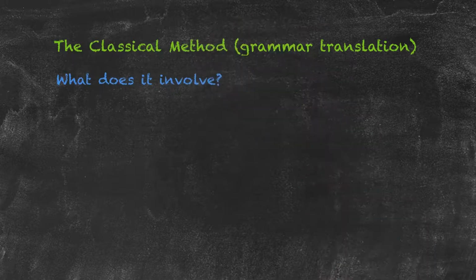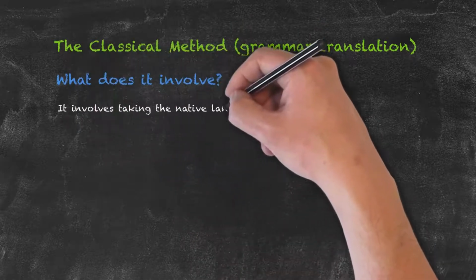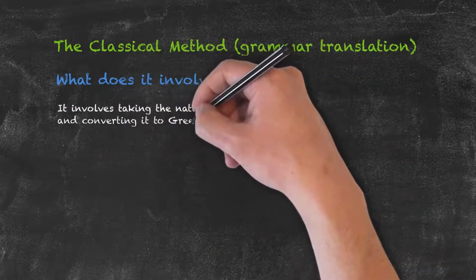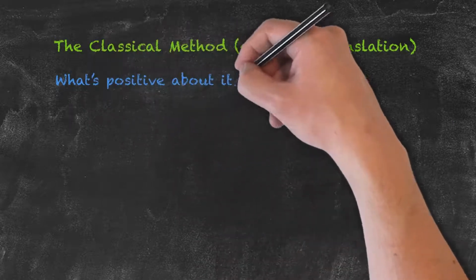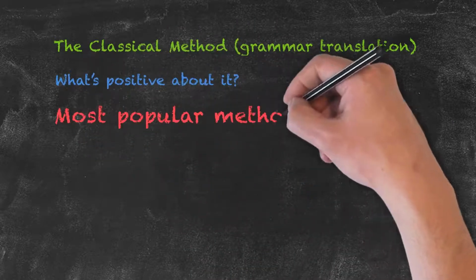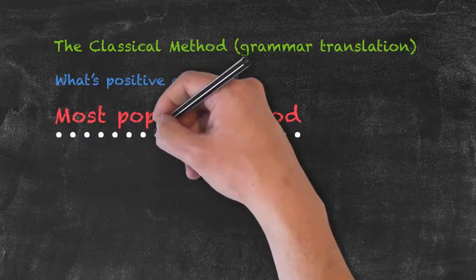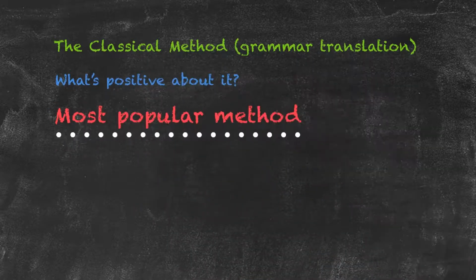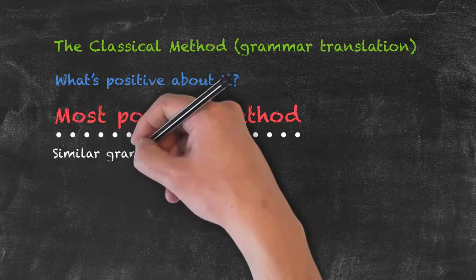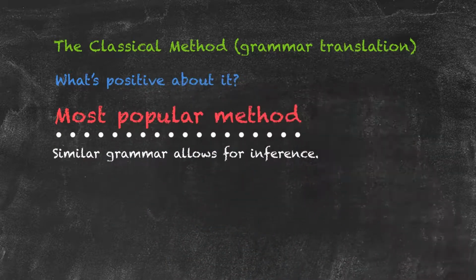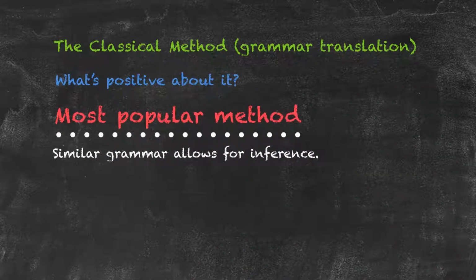It involves taking the native language and converting it to Greek or Latin or vice versa. What's positive about it? Well, it is the most popular method for teaching language. And if the grammars that you're working between are similar, then it allows you to infer from the context of a particular sentence what something might actually mean.